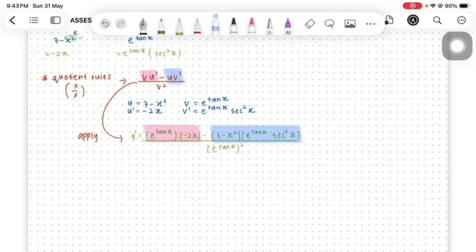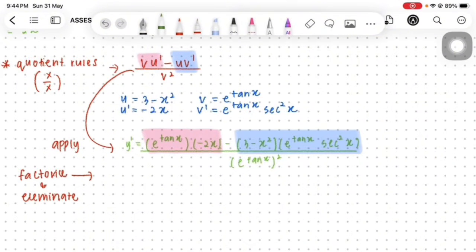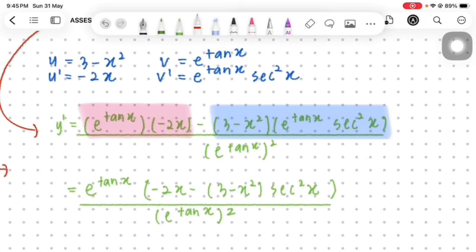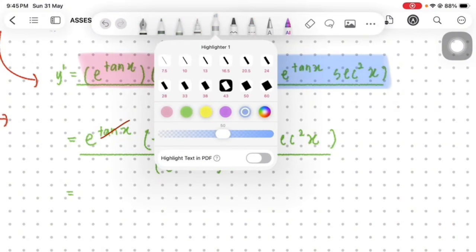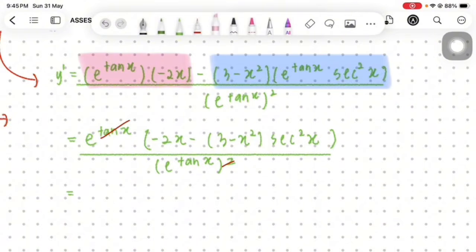Step 2. Apply the quotient rule. Now, let's substitute these terms into the quotient rule formula. Step 3. Factorize and eliminate. This looks a bit messy, but notice that e to the tan x appears in both terms on the top, as well as in the denominator. We can factor it out from the numerator to cancel it out. Factoring out e to the tan x from the top gives us this, and we can eliminate the e to the tan x on top with one of the powers in the denominator.